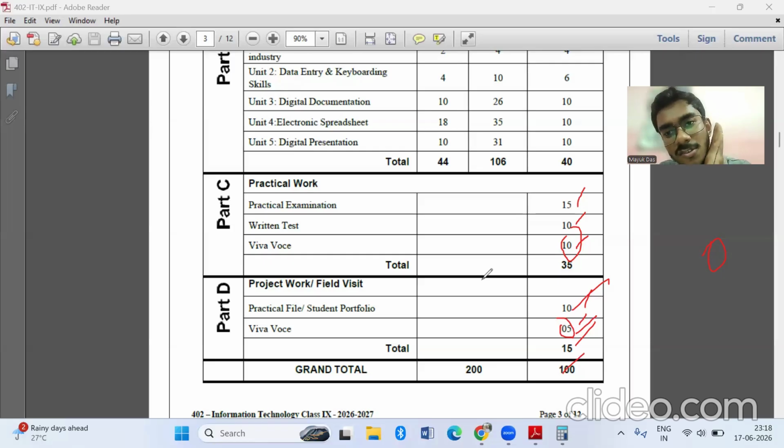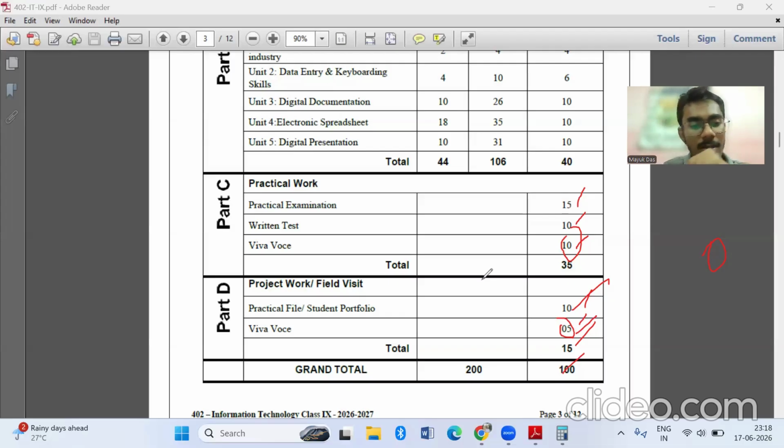So overall, this is the thing about the syllabus. The syllabus is also very easy. This is not at all complicated. But part B is a bit more important than part A, because part B gets more marks. This doesn't mean that part A is not important. Part A is also important, so both parts have to be taken equally. Equal importance should be given.